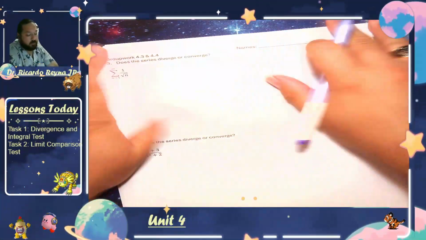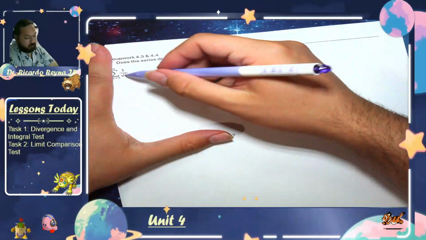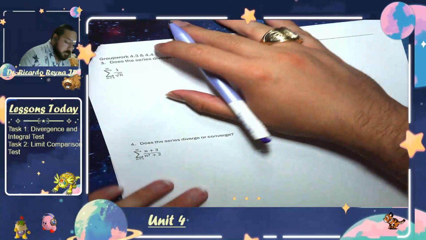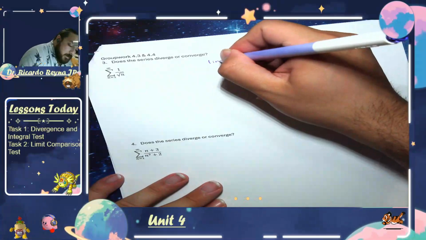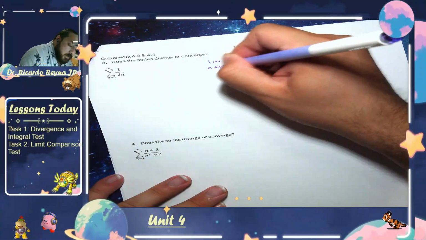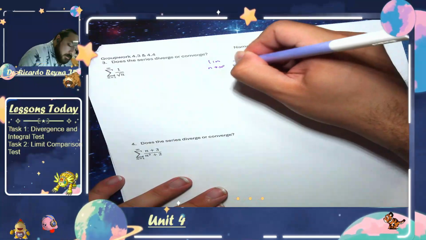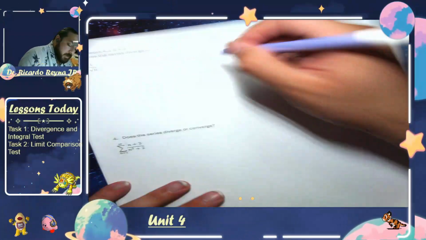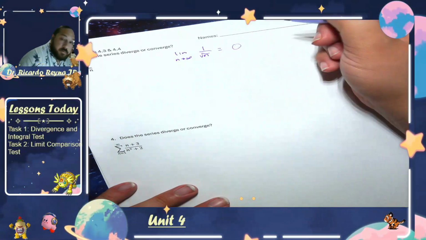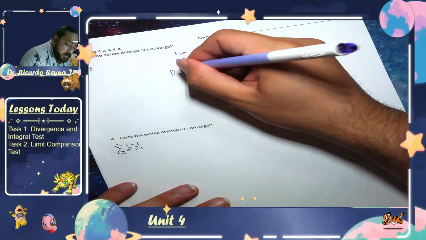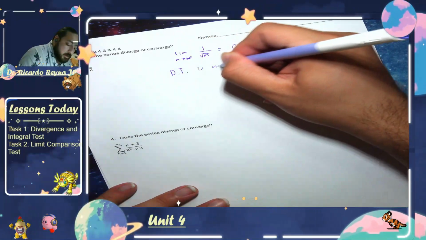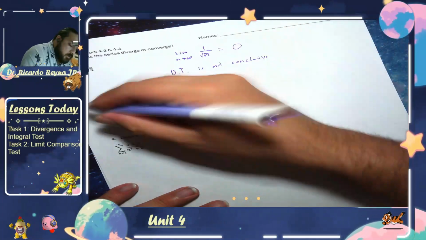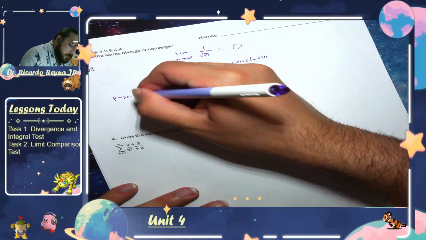Okay, over here we have 1 over square root of n. I'll check if it diverges first, using the divergence test. Limit as n goes to infinity of 1 over square root of n. This is just a situation where the bottom is a positive power, so we know that limit will be 0. So the divergence test is not conclusive. But here we can use the logic of the p-series.